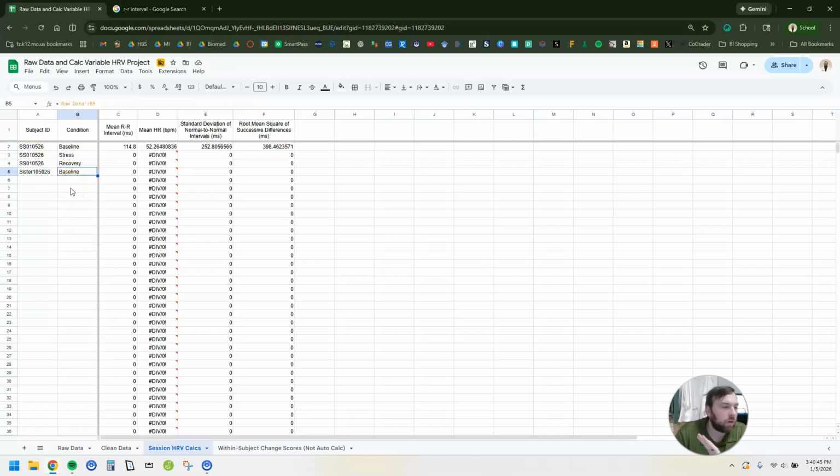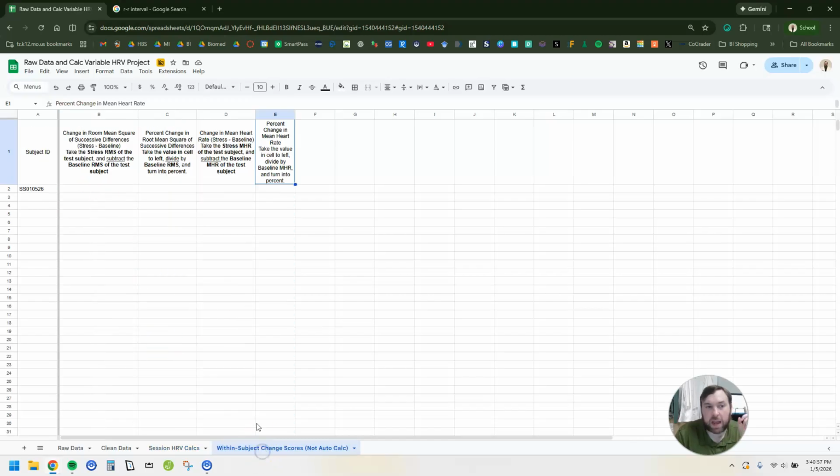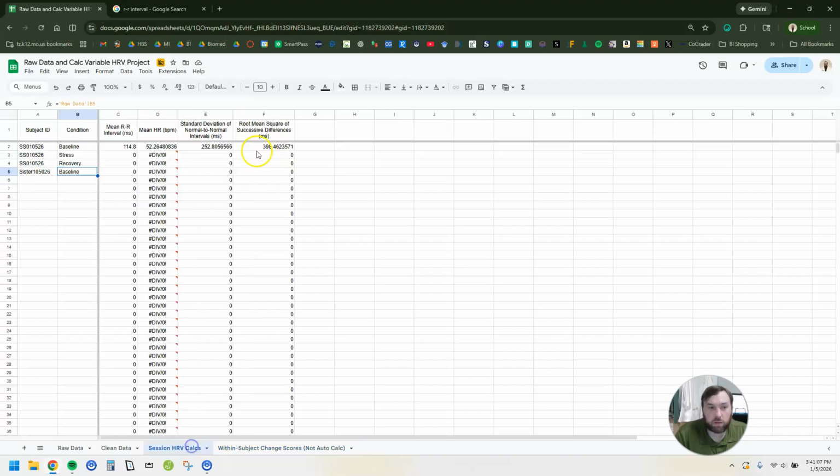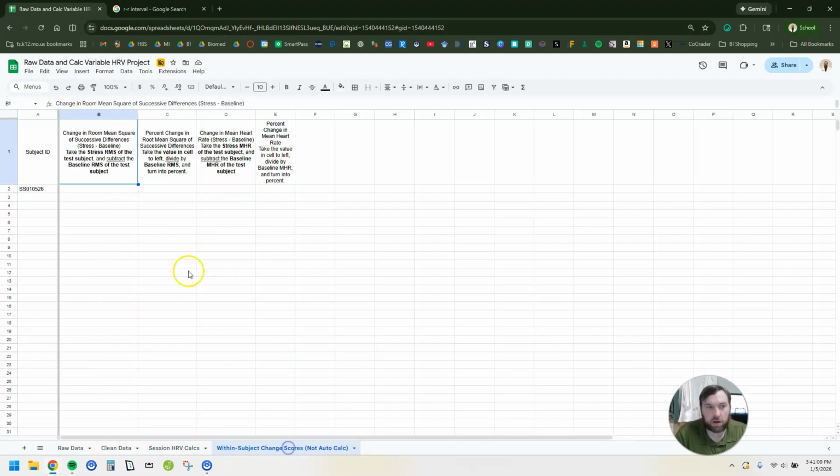This spreadsheet will do all the organizing you need, except for when we want to look at how we can compare stress versus the baseline and recovery versus the baseline. That will have to be done over here. It tells you exactly how to do that in the box there. You'll take the values from this table over here and enter them in via a formula. And you'll always start with the equals sign. So it'll be equals the stress RMS of the test subject.